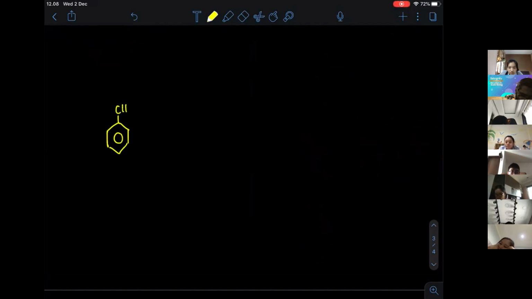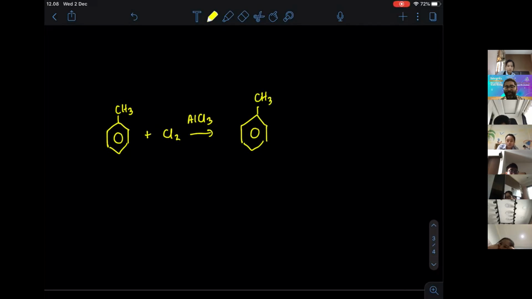if I have methyl benzene and I want to react it with Cl2, and I use, let's say, a halogen carrier like AlCl3, what are the products that I will expect? I will expect a mixture of products. One, I can have chlorine next to the CH3, because CH3 is an electron donating group. It is going to activate position number 2, so maybe the Cl comes over here.